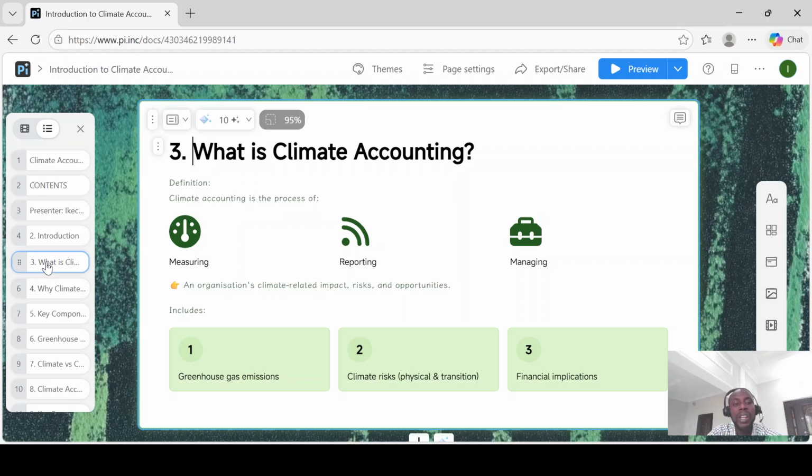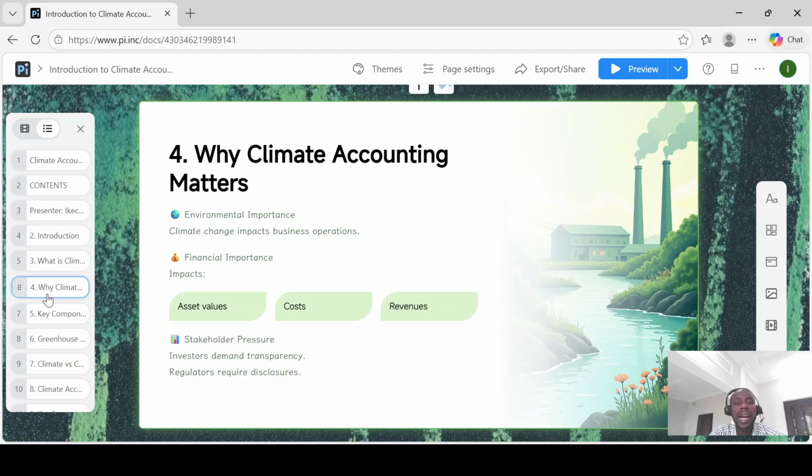Going by the definition, we need to measure our climate impact on the environment. And in measuring our climate impact, we need to look at the greenhouse gas emissions. When we are looking at greenhouse gas emissions, we are looking at carbon dioxide emissions, methane emissions, nitrogen oxide emissions, and fluorinated gas emissions. And we need to report this impact on the environment and also the impact this has on the business. And we need to manage this risk in order to thrive in a changing and dynamic environment.